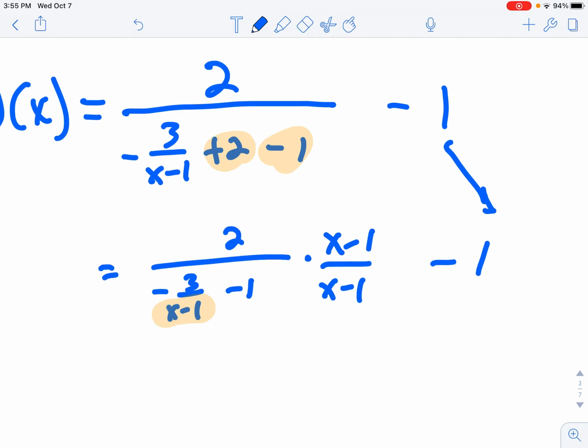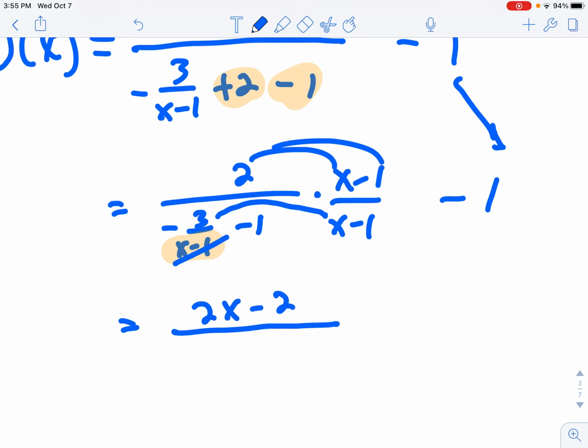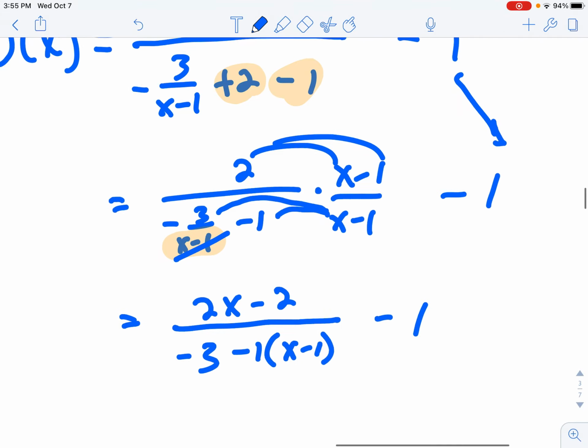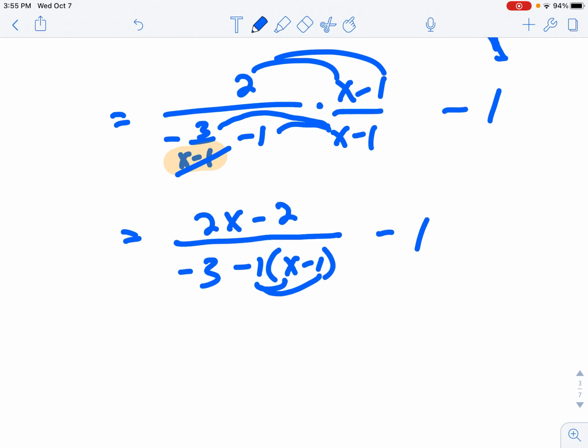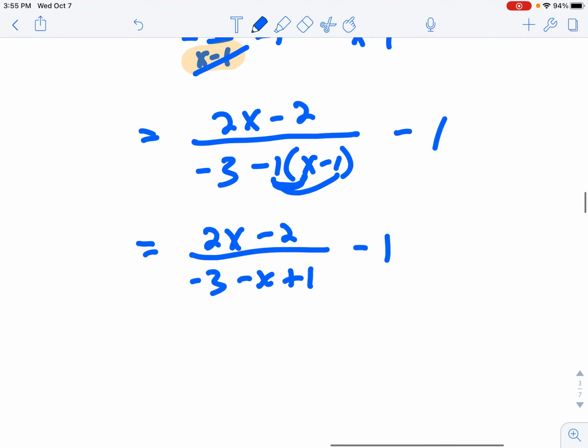Just kind of slid this over to get it out of the way. So on the top, I get 2x minus 2. On the bottom, if I distribute here, that cancels out, gives me negative 3. If I distribute here, it gives me negative 1 times x minus 1. Bring down the minus 1. I can distribute that in there. 2x minus 2 over negative 3. Negative 1 times x is negative x. Negative 1 times 1 is positive 1 minus 1. I can combine this and this.